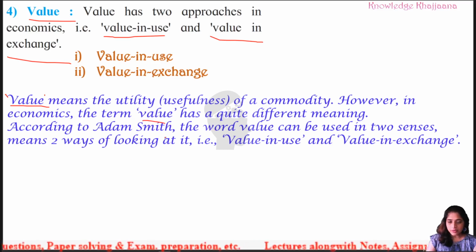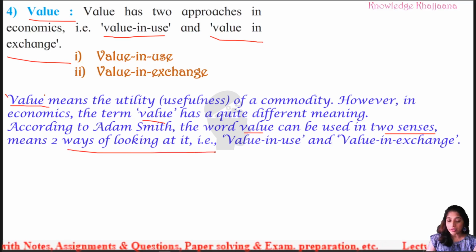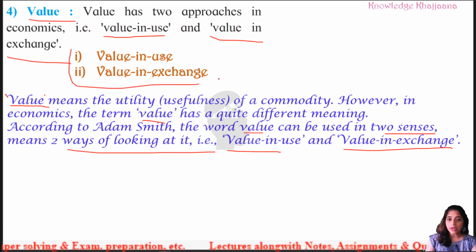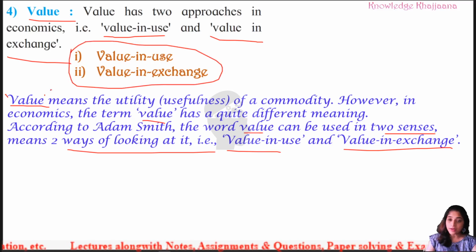According to Adam Smith, the famous economist, the word value can be used in two senses. Means two ways of looking at it. Which are the two ways of looking at value? That is value in use and value in exchange. These are the two concepts of looking at value: value in use and value in exchange. We'll see.